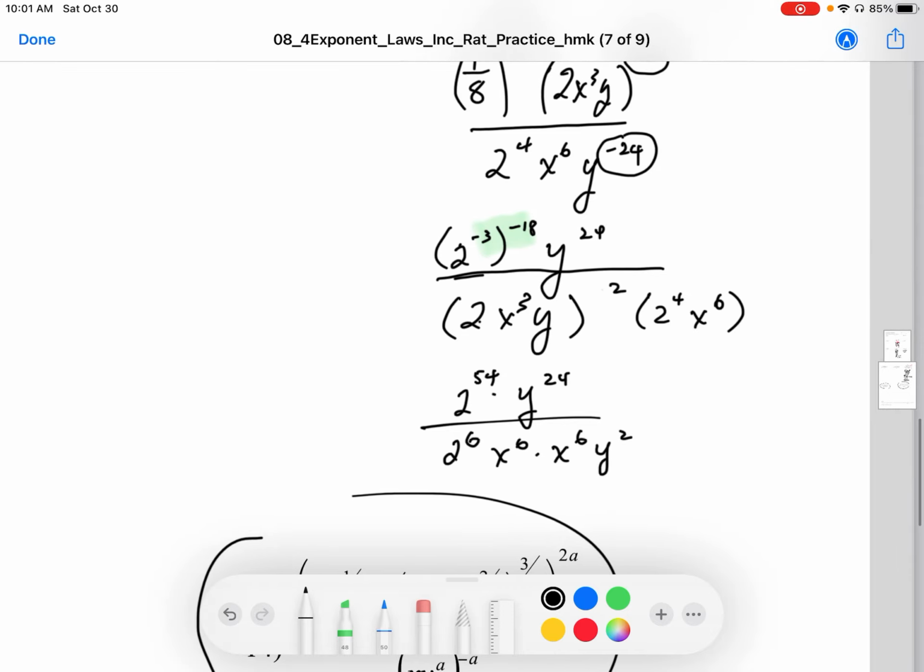Okay, so now at this point, I can just simplify this to 2 to the power 48, y to the power 22, and then in the denominator, it's going to be x to the power of 12.